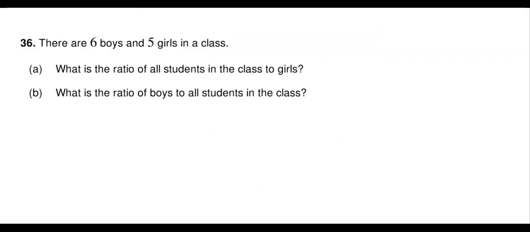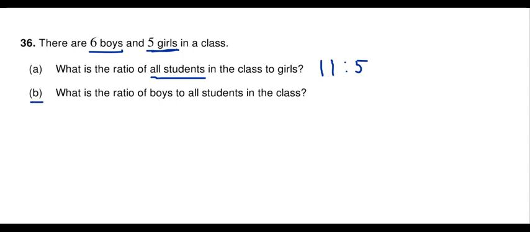Okay, 36. There are 6 boys and 5 girls in a class. So in each class there's 6 plus 5, a total of 11, if you put them together. 5 plus 6 is 11. It says, what is the ratio of all students to the number of girls in the class? Well, we just decided all students are 11 in the class. In the class there are 5 girls. So that's your ratio, 11 to 5. You just have to read this carefully to make sure you're putting the right stuff down.